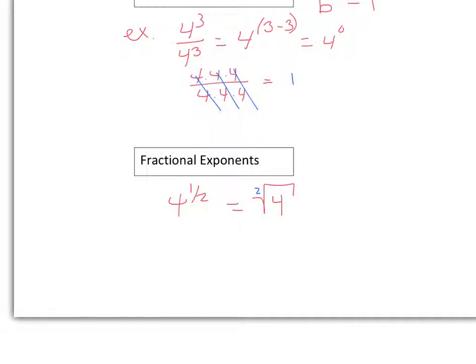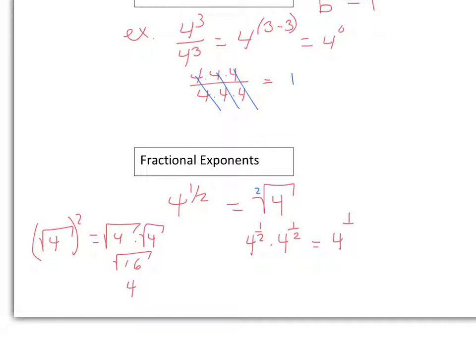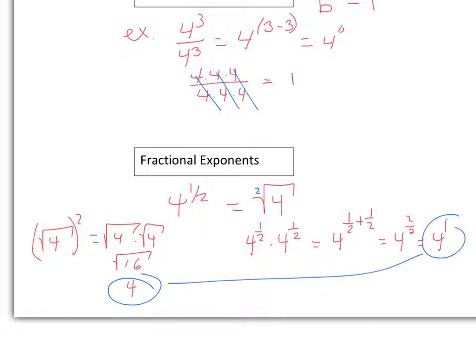We know that the inverse operation of square rooting is squaring, and they undo each other. So the square root of 4 times the square root of 4 is the square root of 16, which of course gives you back 4. Well, the property of exponents says 4 to the 1/2 times 4 to the 1/2. If we have the same base in a product, we add the exponents. So we've got 4 to the 1/2 plus 1/2, which equals 4 to the 2/2, which is 4 to the 1. And we see we end up with the same result. So fractional exponents again stem from the properties of exponents.